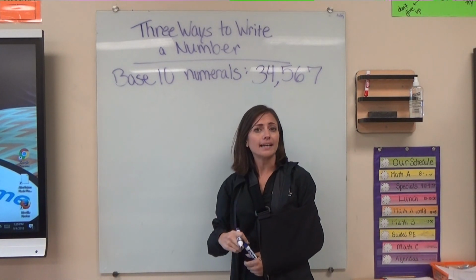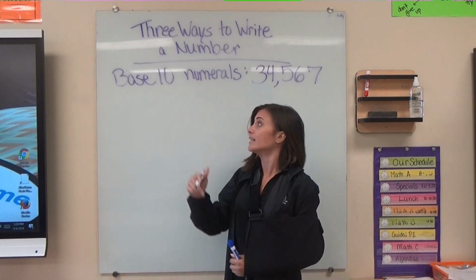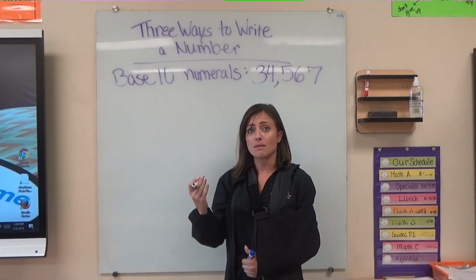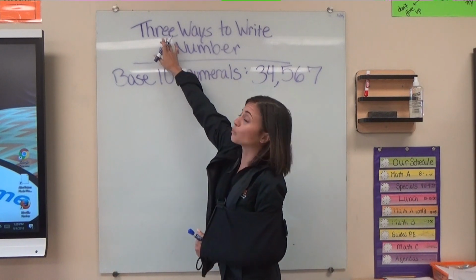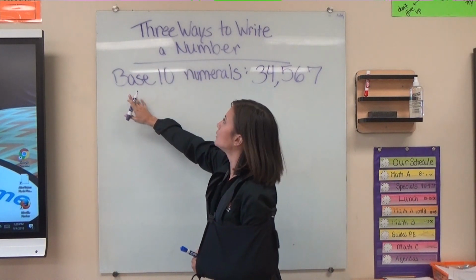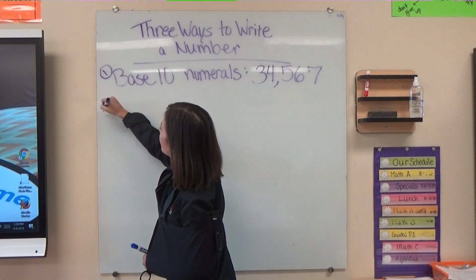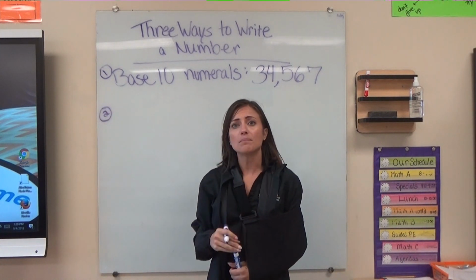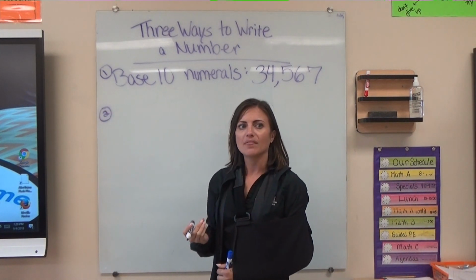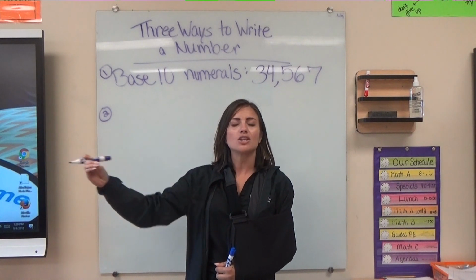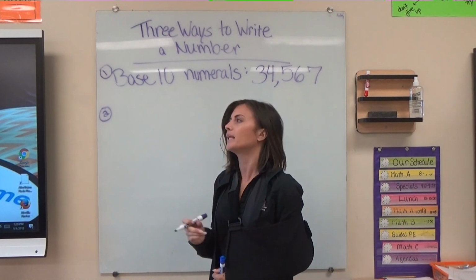Now, if my next question were to ask me to write that number in a different way, it might want me to use one of the other 3 ways to write it. So we've got base 10 numerals. That's number 1. Now, the second way we could write it is something called expanded form. That's when we're going to stretch it out based on the value of each place value.